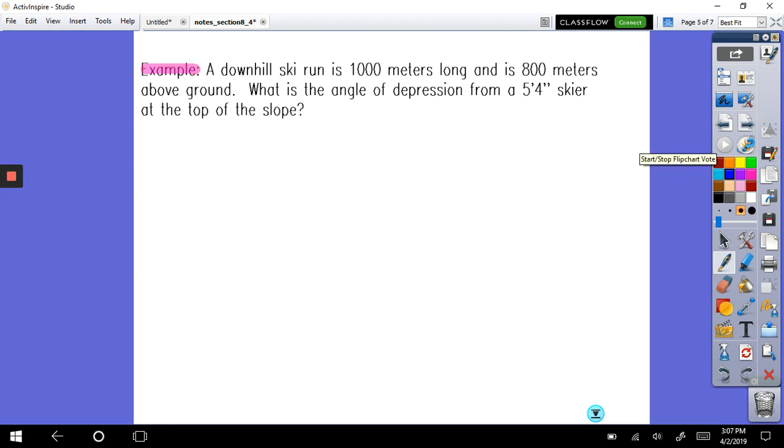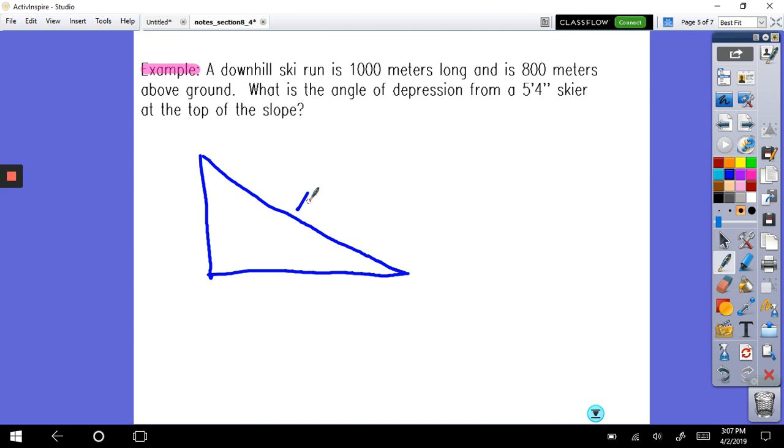A downhill ski run is 1,000 meters long and is 800 meters above the ground. What is the angle of depression from a 5'4" skier to the top of the slope? So I'm going to make this a ski hill. And the run is 1,000 meters. That means going this way is 1,000. Always making a right triangle on these problems. The height is 800 meters. And we are checking for this angle of depression.